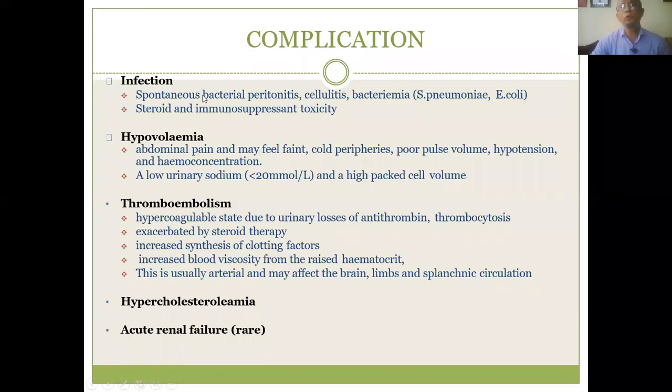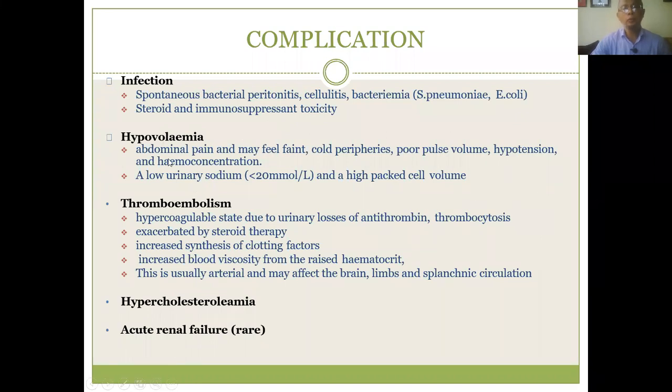They are very much prone to infection. So there may be spontaneous bacterial peritonitis, cellulitis, and bacteremia. It may be due to Streptococcus pneumoniae or due to E. coli. Gram-negative septicemia can occur. And due to steroid and immunosuppressive therapy, immunosuppressive toxicity, these patients are very much prone to develop infection.